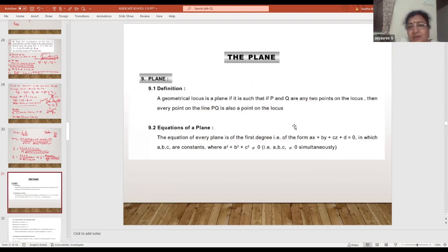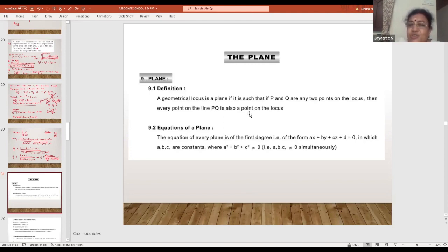So now this is how the unsymmetrical form and symmetrical form we were talking about. Like that, a geometrical locus in a plane is such that if P and Q are any 2 points on the locus, then every point on the line PQ is also a point in the locus. That means we can frame infinite lines, and all the lines together give us a plane.